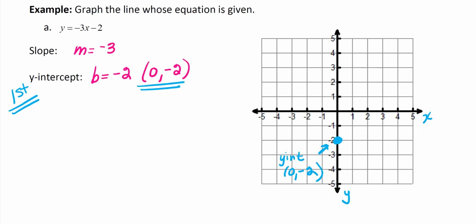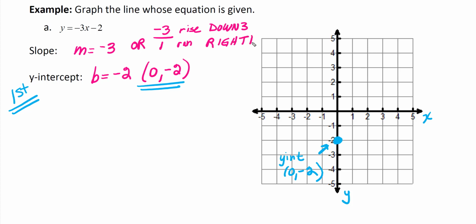Now we're going to have to graph the slope. In order to graph the slope, we have to think a little bit here. I'm going to rewrite the slope as our rise over run. So I'm going to rewrite it as a fraction, negative 3 over positive 1. That means we're going to rise negative 3 and we're going to run 1. In regular terms, that means I'm going to be going down 3 and to the right 1.